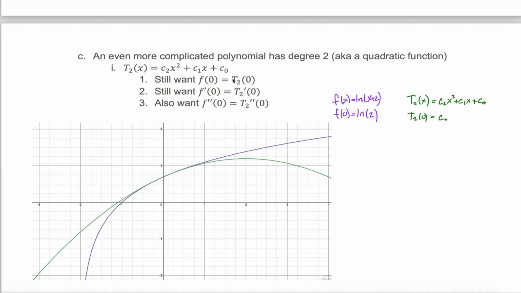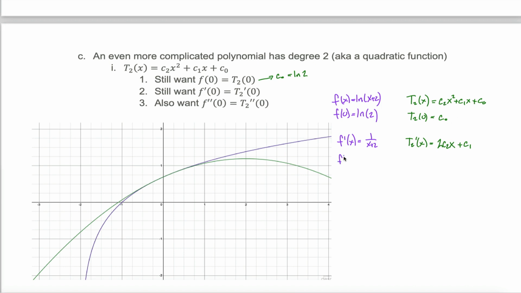In order for f of 0 to be equal to t2 of 0, I need c0, my constant term, to be equal to the natural log of 2, regardless of the degree of the polynomial. And similarly, since we need the first derivative of the function to be the same as the first derivative of the polynomial, I consider f prime of x, which as we saw before was 1 divided by x plus 2, and t2 prime of x, which we can calculate pretty easily as 2 times c2 times x plus c1, treating all the c's as constants and taking the derivative using the power rule.